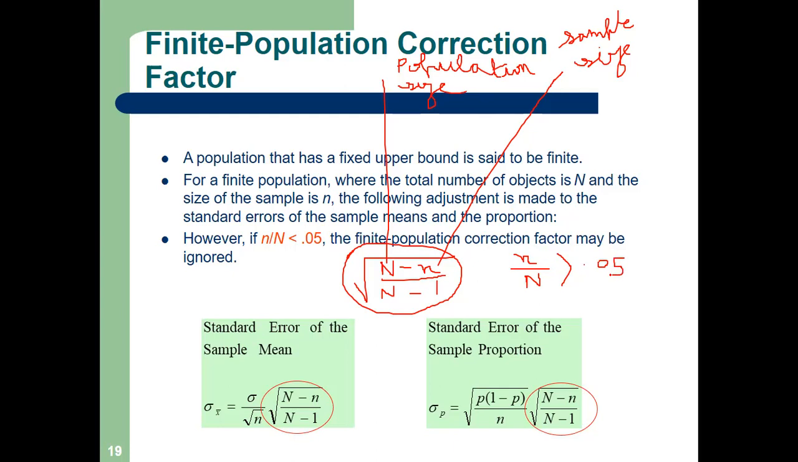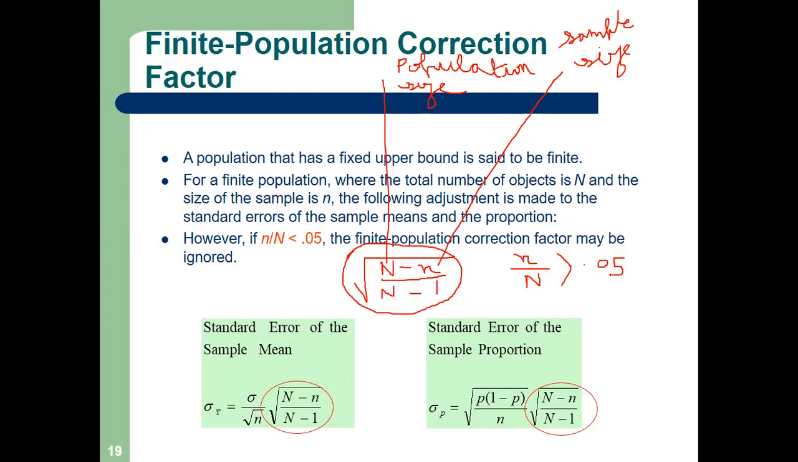Then our standard error of mean has to be multiplied by the correction factor. If it is less than 0.05, we will not multiply by the finite population correction factor. Please all of you write in your copy, if small n by capital N, it is written in my slide also, but if you are writing, you can write.